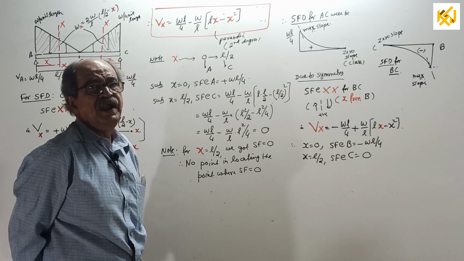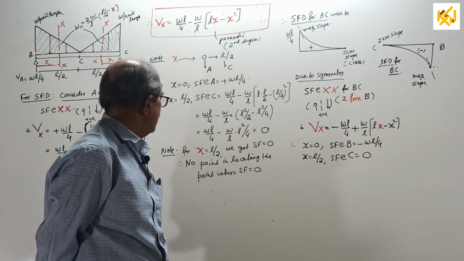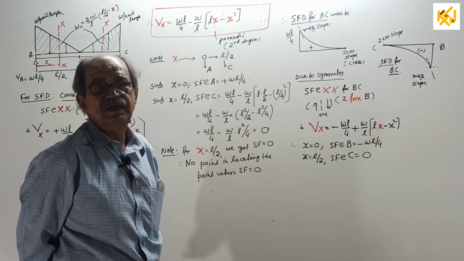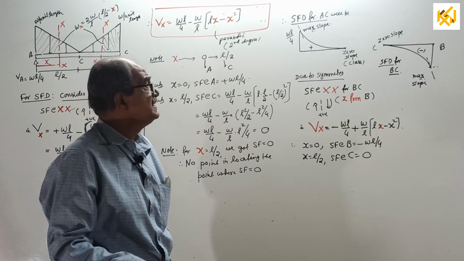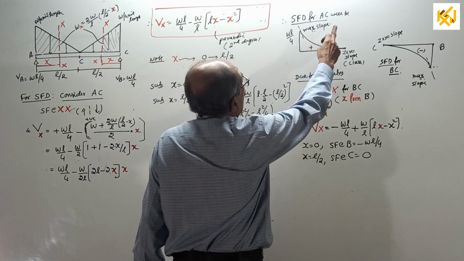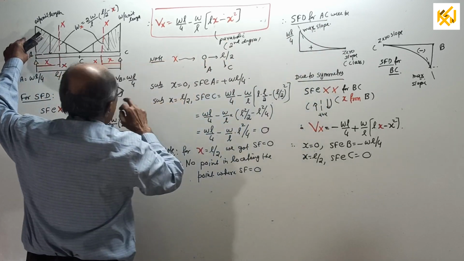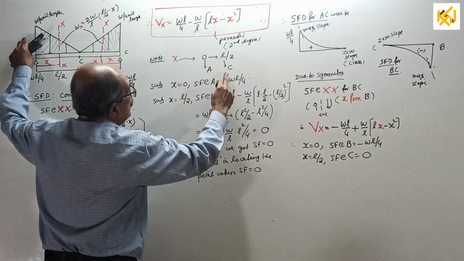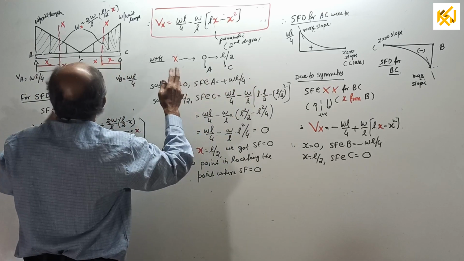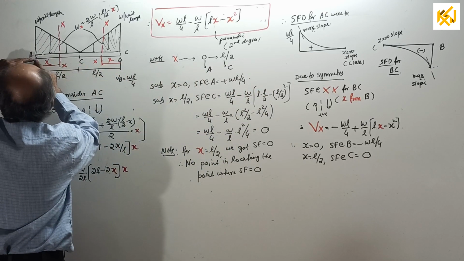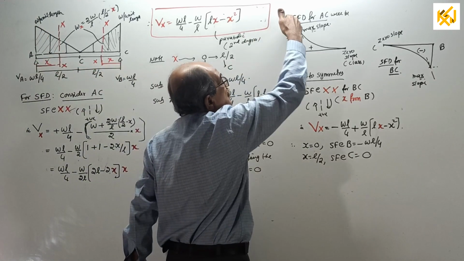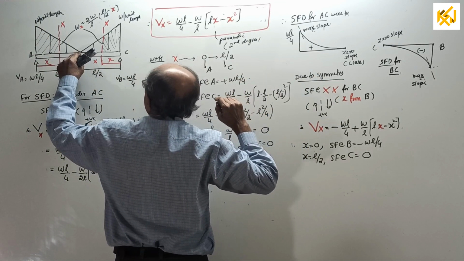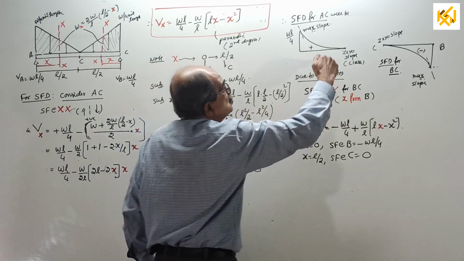So there is no point in the usual calculation of where shear force is 0, locating the point. Why should you locate a point when you got shear force 0 at center? Over. SFD for AC will be at A, WL by 4 positive, at C 0. Remember, you should make a note. At A, intensity of load is maximum, so maximum slope. At C, intensity is 0, so 0 slope.